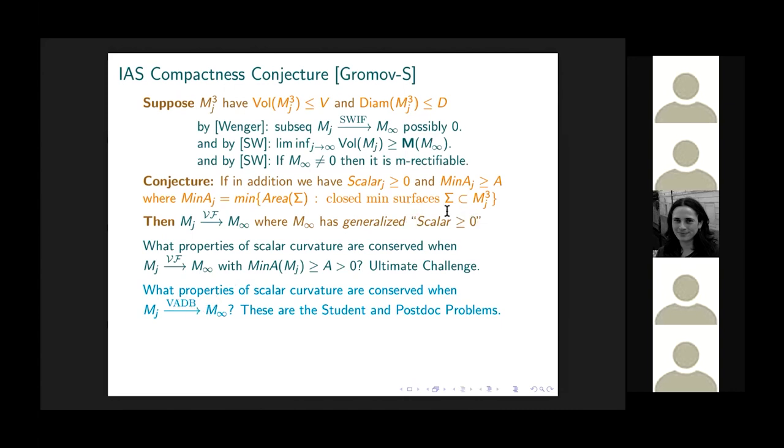Should we have some sort of Ricci flow definition here? Only if it also works for VADB convergence. So these are the test problems that students and postdocs can work on to help us come up with what is the correct generalized notion that we hope to work.